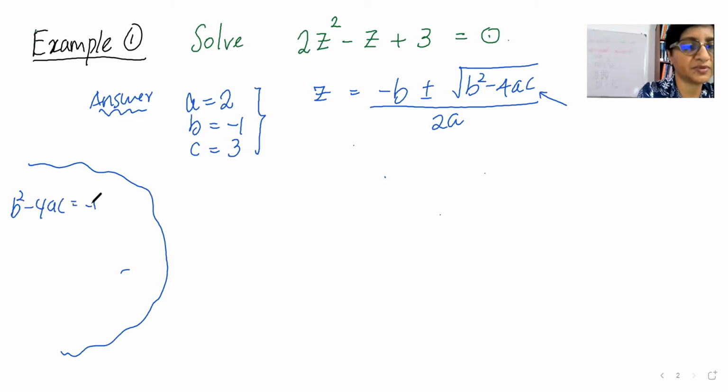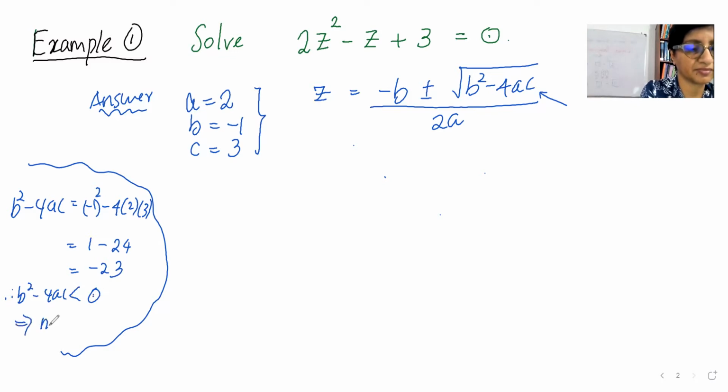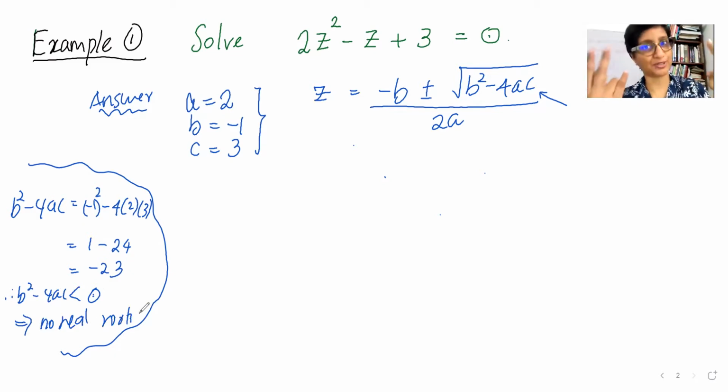Discriminant: B squared is minus 1 squared, minus 4AC. Let's see. Minus 23. Yeah, no real roots. But there are two roots. Always there are two roots, but both roots are going to be complex numbers. That's why. Okay, so let's see.